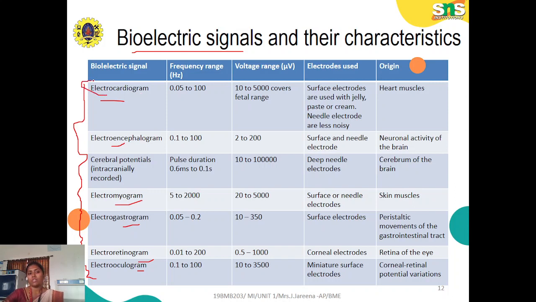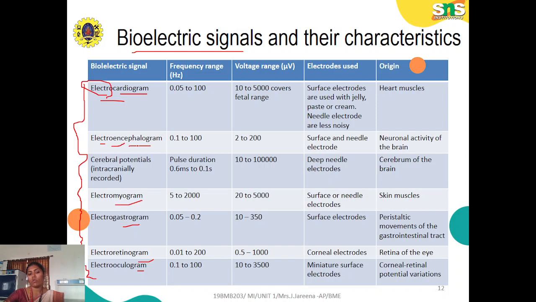The electro part means that we are going to measure the biological signal from the body, and the second part of the word represents which part we are going to assess. The second part, cardiogram, is nothing but the heart. In the second case, again electro means we are going to measure only the electrical signal from the body.